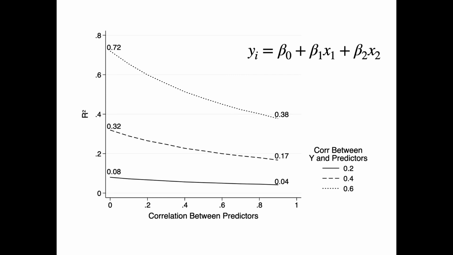So I just want to show you this figure from the textbook. On the x-axis we have the correlation between the 2 predictors. On the y-axis we have r squared, the proportion of variability that's explained in y. Each of these lines represents how correlated x1 is with y and how correlated x2 is with y. When I made this graph, I made those the same value. So if x1 had a correlation of 0.2 with y, x2 had a correlation of 0.2 with y. We have 3 values of that.